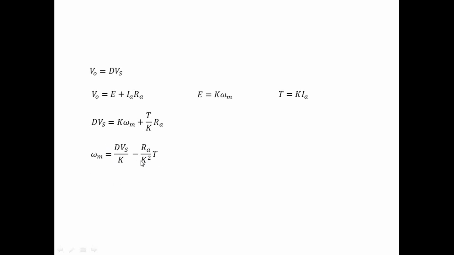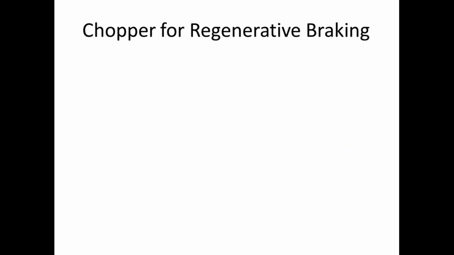So this is the speed torque equation of a DC motor when it is fed from a chopper. Here V0 is positive and Ia is positive, so it will be a first quadrant operation. So we are getting a quadrant 1 operation using this chopper. Next we can discuss the chopper circuit which can be used for regenerative braking.